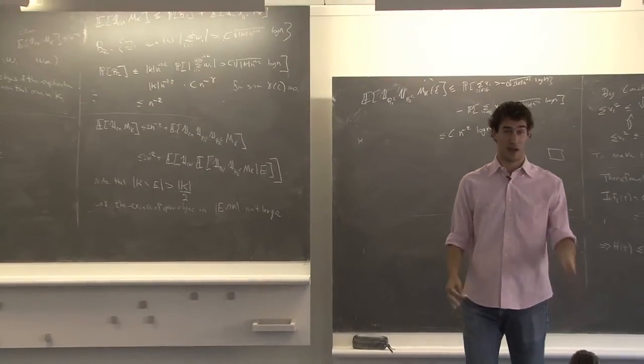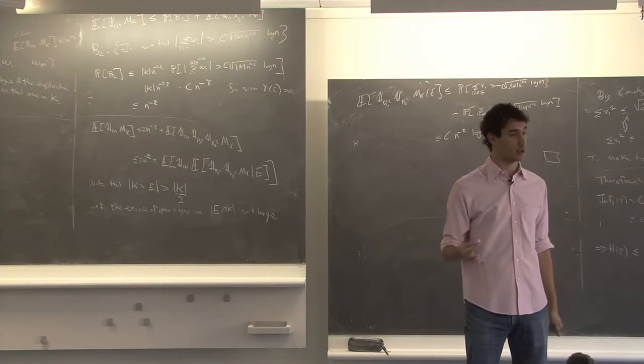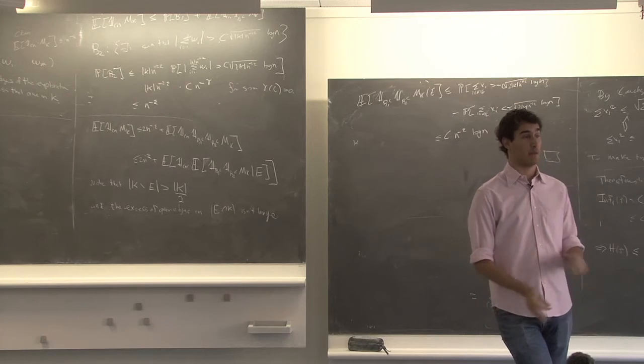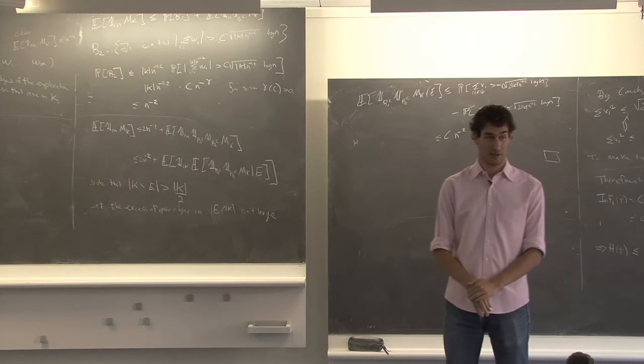Because we've now shown that we don't correlate with any of the majority functions. Therefore, the H-hat F-n, the L2 norm, is small. And by BKS, that's sufficient for noise sensitivity.